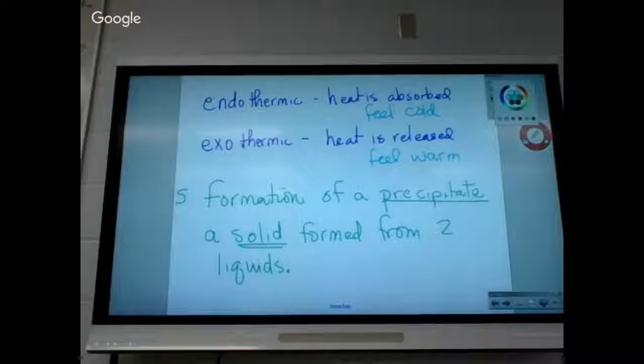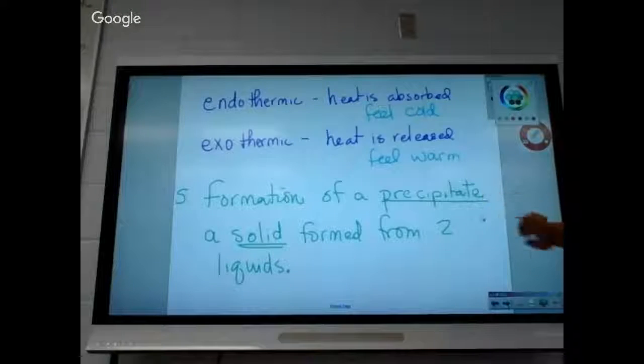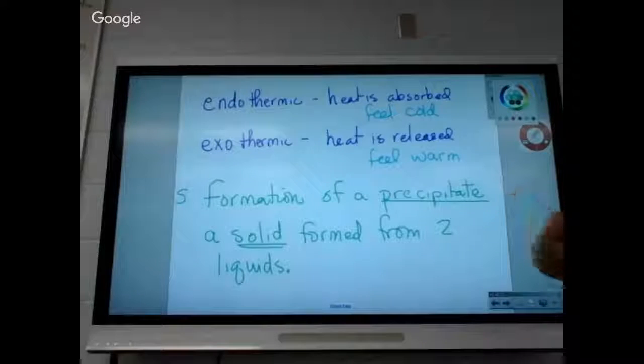Now this is the second part I want you to do. If you tell me it's chemical, I want you to tell me what the indicator is out of those 5. Some of them may have more than one indicator. Some of them will only have one. What is the indicator that's in that description? Do you produce light? I don't even care if you just write the word down. Light, gas, color change, change in temperature, precipitate. Which one do you have?